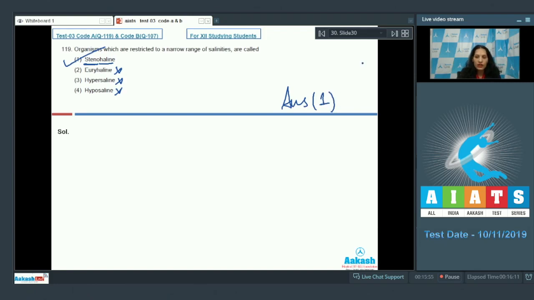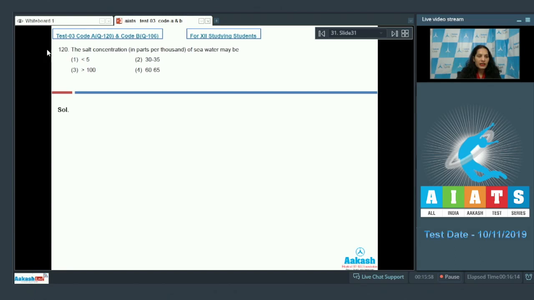Let's move to the next question. Question number 120. It is a very straightforward, memory based question that the salt concentration or the salinity of seawater may be in parts per 1000 ppt. It is 32 to 35. So the correct option for the given question is option number 2.